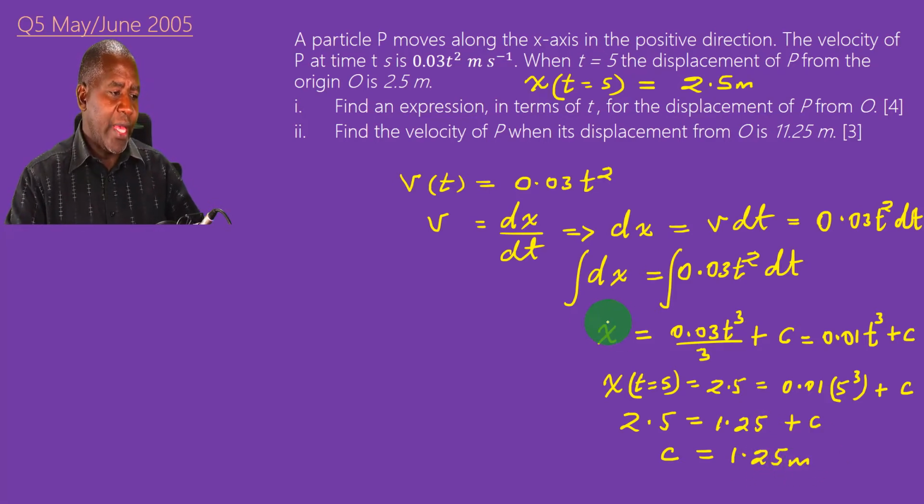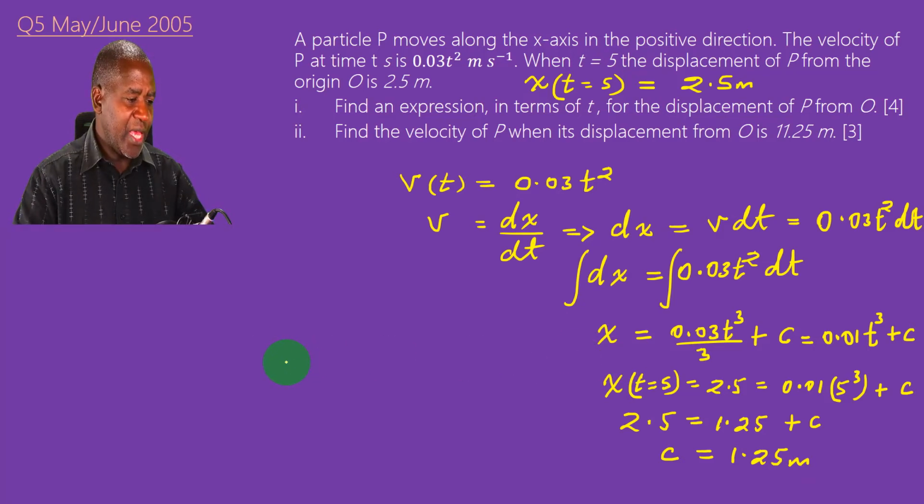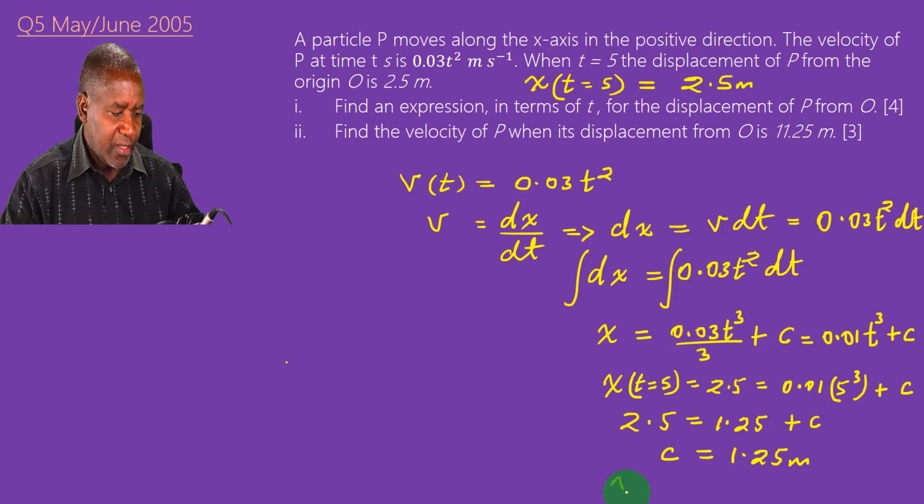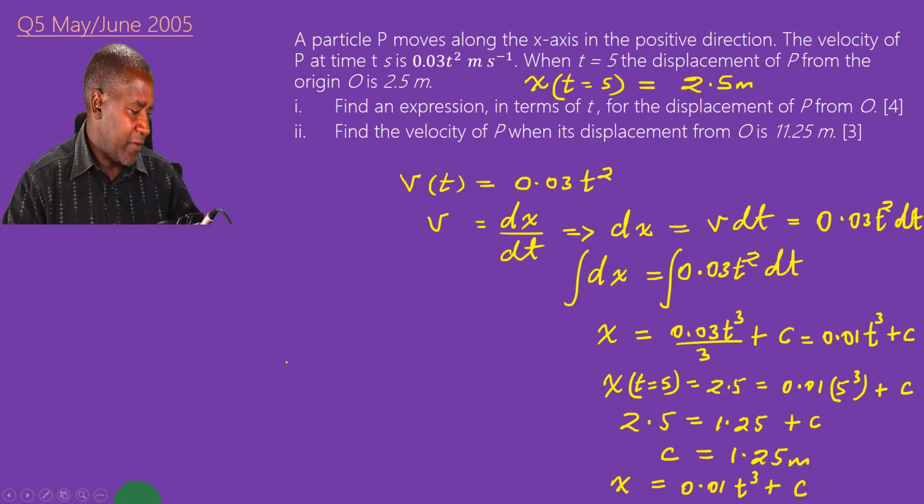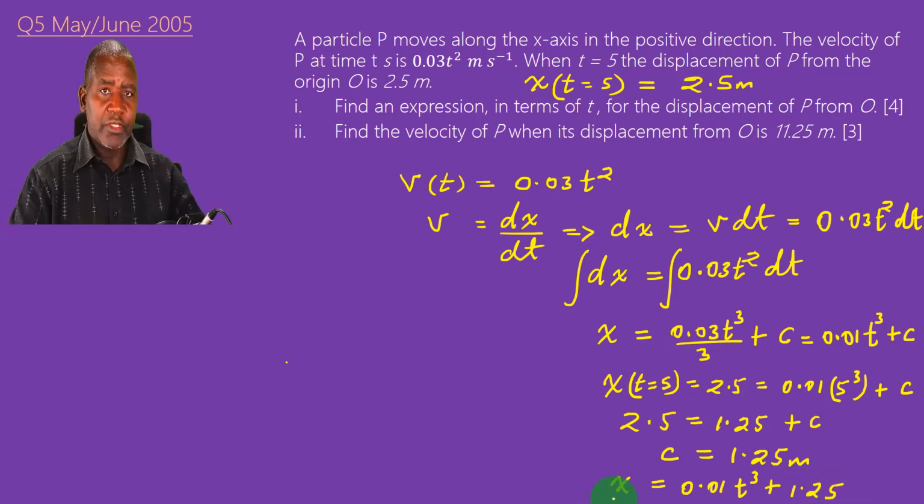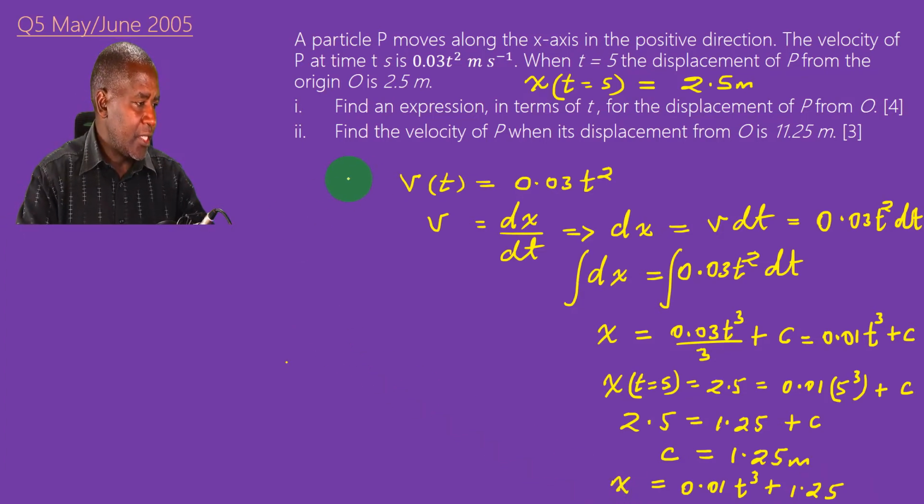meters. So our expression here will be, rather, let me just write it here, x will be equal to 0.01 t cubed plus 1.25. That is the expression for the displacement, and it is the first part.